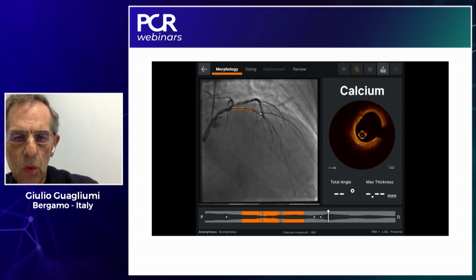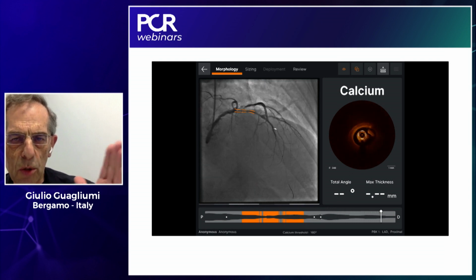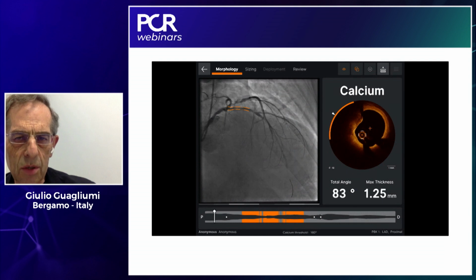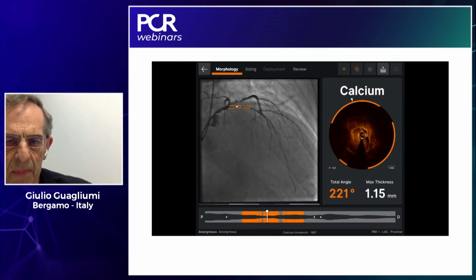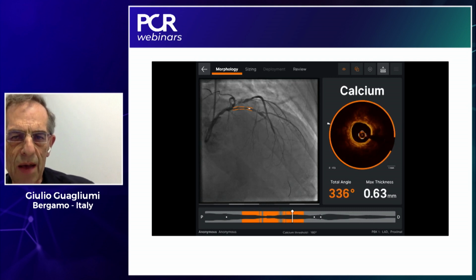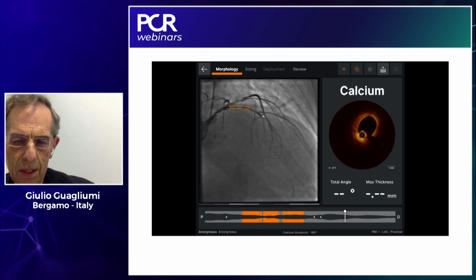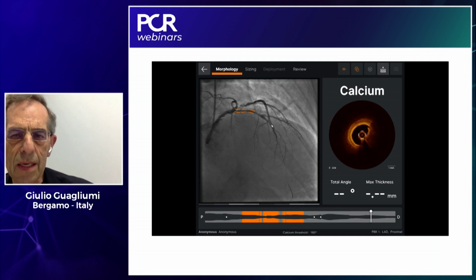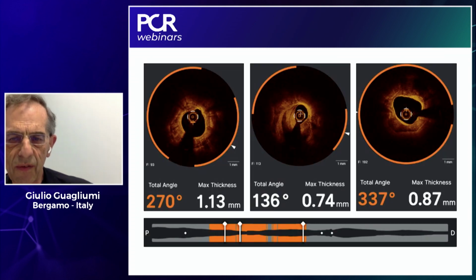Once again, when you use this system, you have projected into the angio the orange segment that is telling you exactly in which position you have calcium. And you can see while the system is scrolling that you have a different section with a completely different area of the calcification.